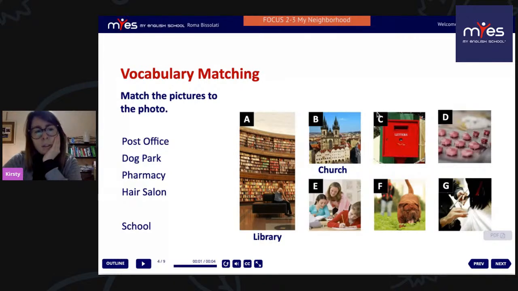What could the next picture be? Picture C. It's a red letter box. This is called a letter box. Now, a letter box in the United Kingdom means that it must be the post office.